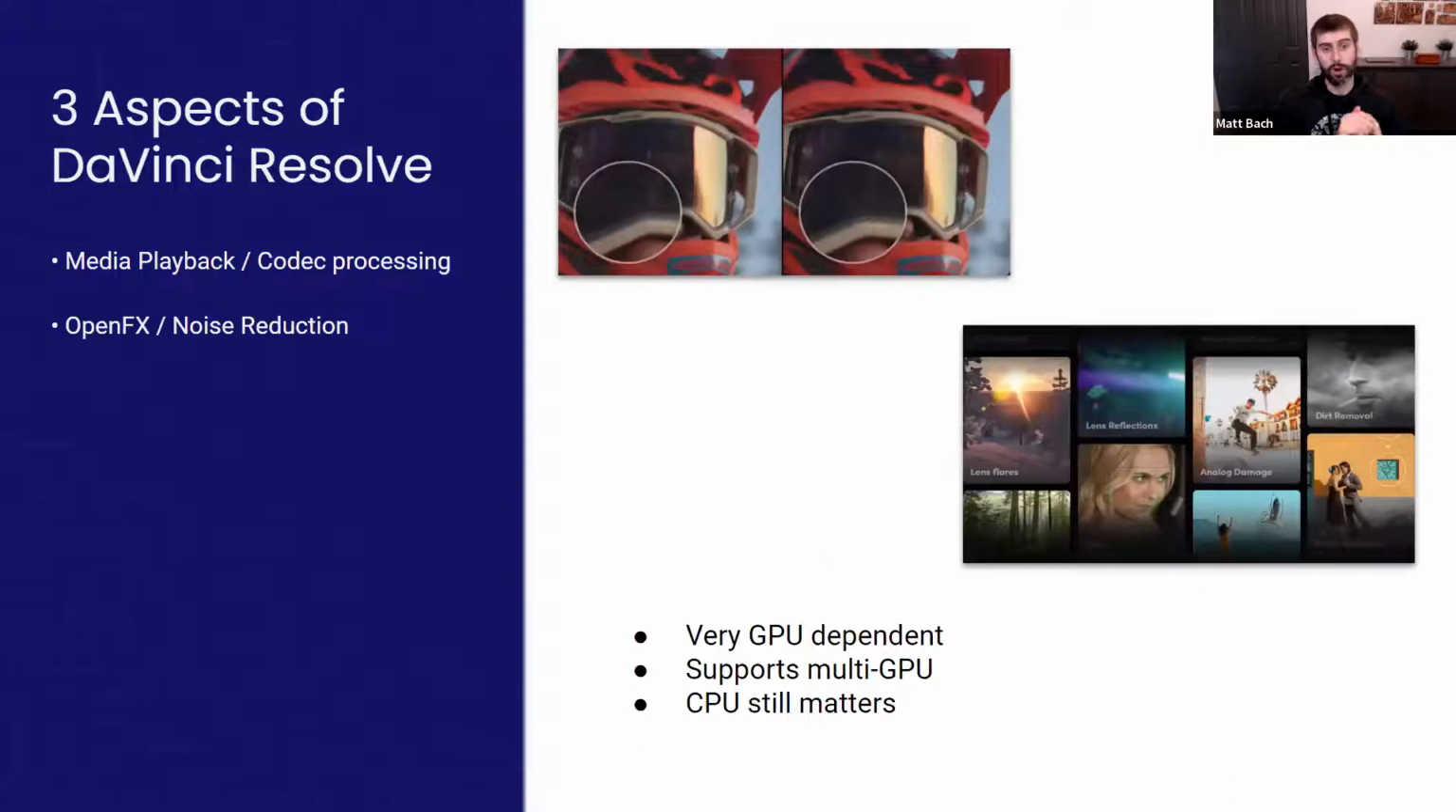There's also all of the OpenFX and noise reduction. This is where the GPU comes really heavily into play. A lot of times when people are talking about performance in Resolve, this is where the discussions go, because this is where DaVinci Resolve is known in the industry, being able to use a lot of GPU power, being able to use multiple GPUs as long as you have the Studio version. But the CPU does still matter in these things. Almost anything that is on the GPU is still using the CPU somewhat, even if it is just to feed data to the GPU. So the CPU still matters.